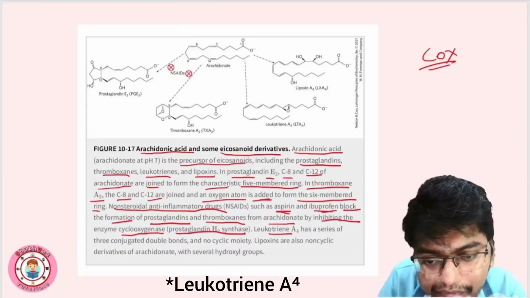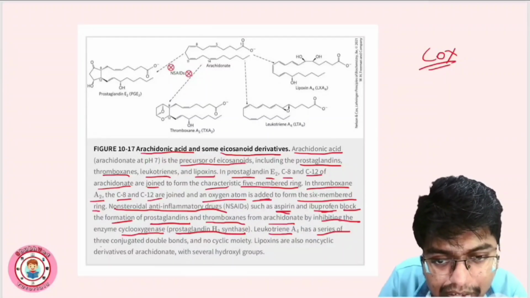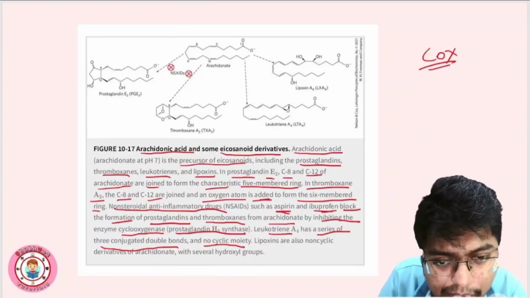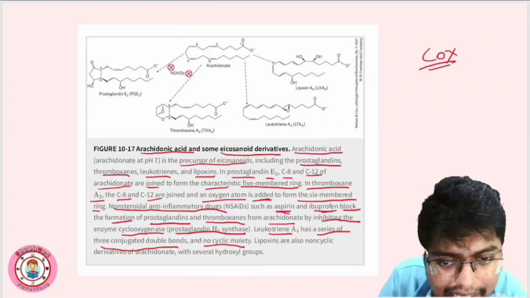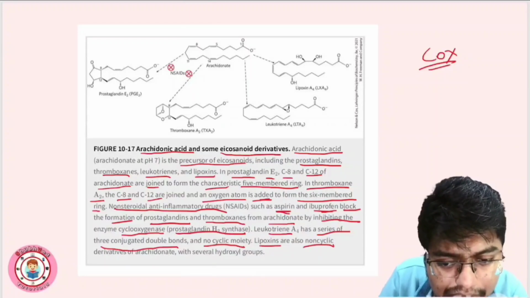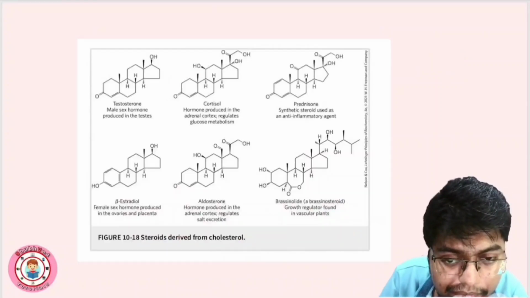Leukotriene A4 has a series of 3 conjugated double bonds and no cyclic moiety. So 3 double bonds are present. There is no cyclic moiety. Lipoxins are also non-cyclic derivatives of arachidonic acid with several hydroxyl groups. Got it?